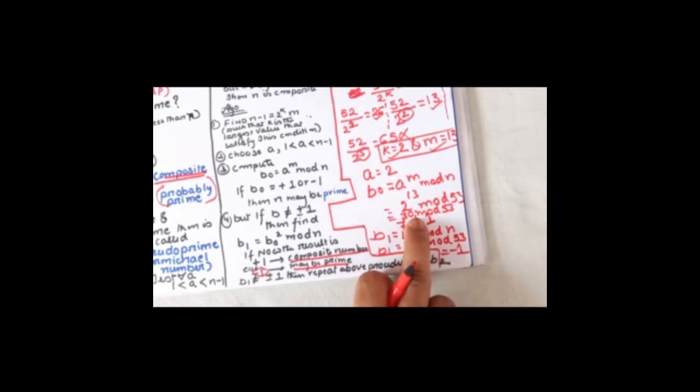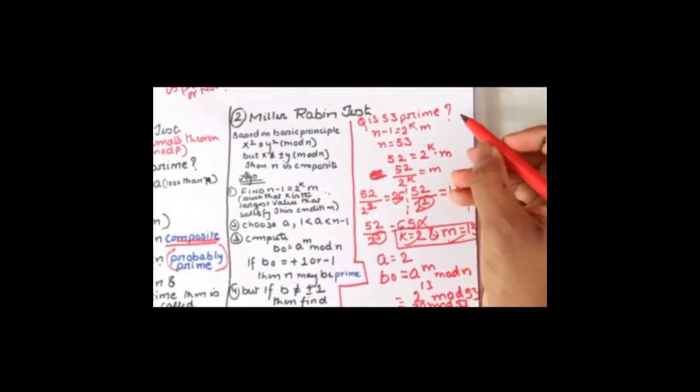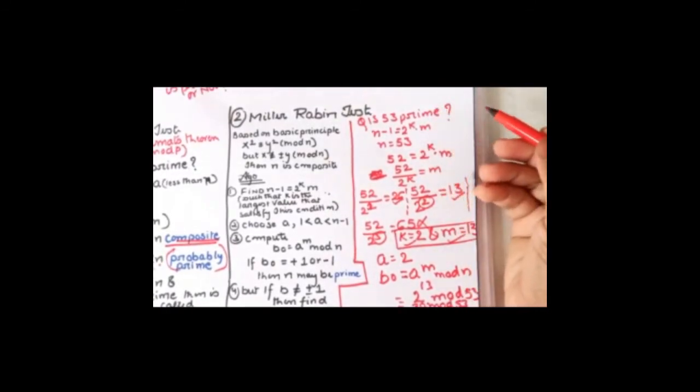I have already discussed this in lecture number 4, modular exponentiation, so I'm not skipping the part. Since I have calculated that b1 is equal to minus 1, you can say that your number is probably prime. So here, probably the number is prime, that is your answer. You can say that 53 is a prime number by the Miller-Rabin test. Okay, so this was the whole explanation about the Miller-Rabin test.